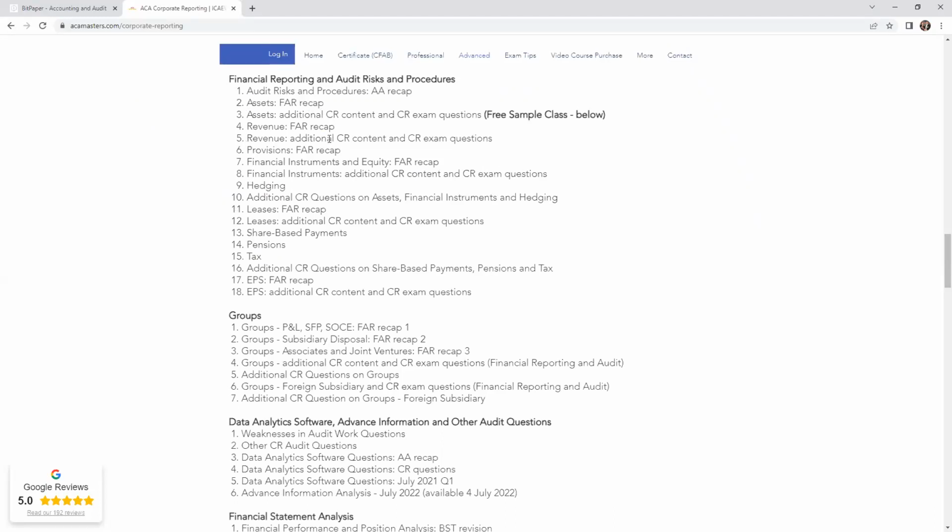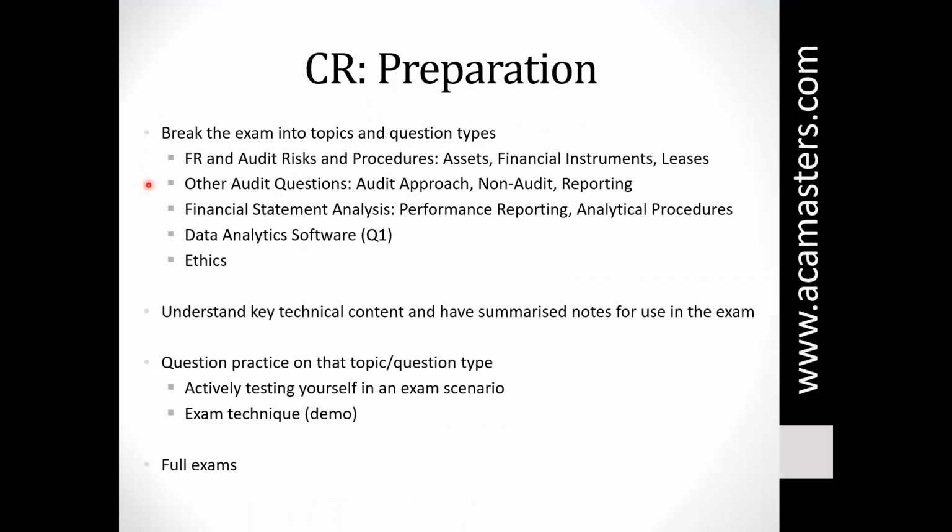Understand the key technical content, practice questions, work on your exam technique, test yourself on that knowledge, and then you will master it, one topic at a time. So that's the way I suggest approaching the financial reporting and audit risk and procedures questions. That probably covers a majority of questions in the CR exam.